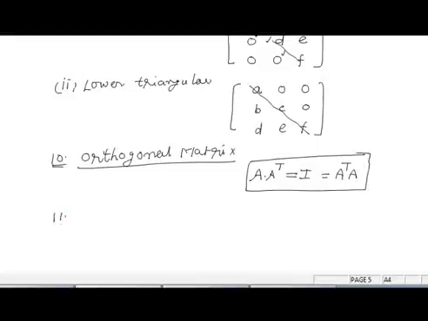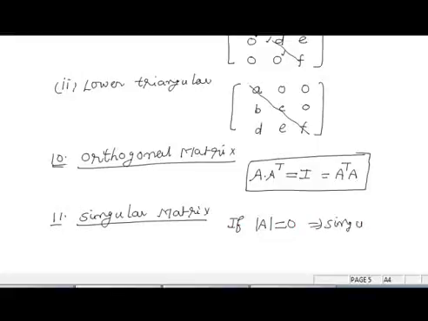The next matrix is the singular matrix. If the determinant of any matrix is 0, then it is called the singular matrix.